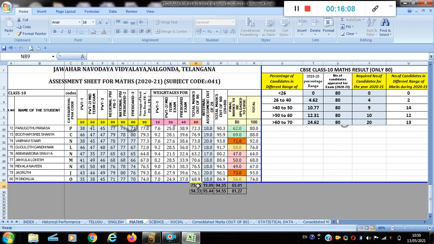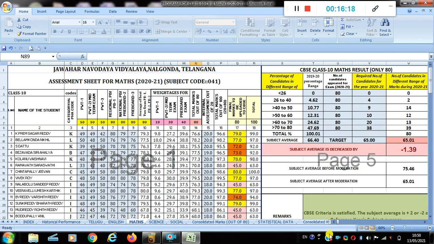So total it is coming up to 75.46 out of 80, and the subject average, this is the mean marks, 75.46 before moderation. This table here will let you know the things. Okay, I explained up to here, up to 80, these are the marks, and internal assessment we already uploaded to CBSE. These also can be manually filled.